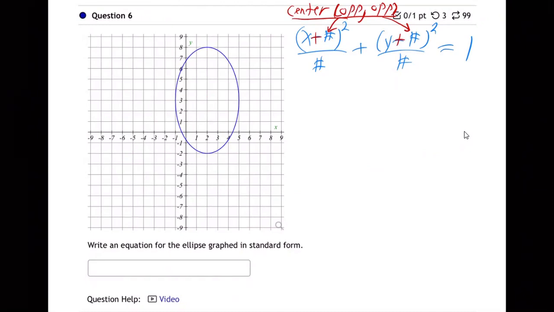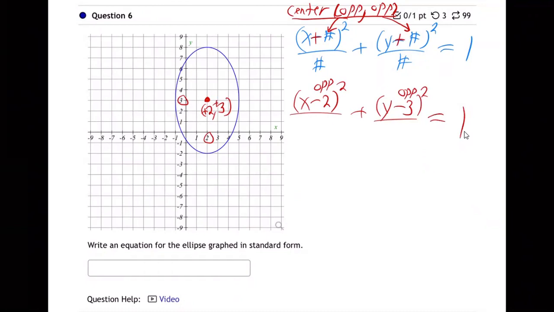It's the opposite of whatever's next to x, and it's the opposite of whatever's next to y. So right there's the center, just kind of eyeballing it. Over 2, up 3. So there is the center of the ellipse. So what does that mean then? x minus 2, because that's the opposite of plus 2, squared, and y minus 3, again because that's the opposite of plus 3, squared, equals 1. Now I have to find those numbers underneath x and underneath y.